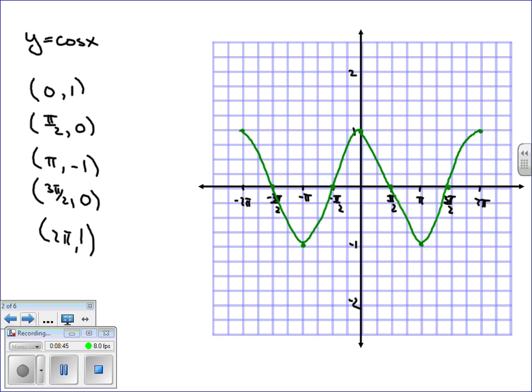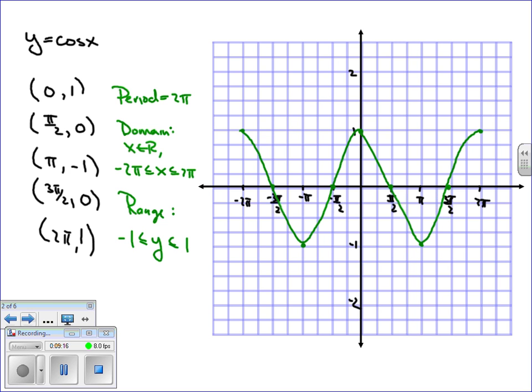Just like the sine curve, the period of the cosine curve is 2 pi. The domain is x is an element of the real numbers, but in this case we restricted the domain between negative 2 pi and 2 pi. And because it's just a transformation of the sine curve, the range is going to be the same. So y are numbers between 1 and negative 1, and y is an element of the real numbers.